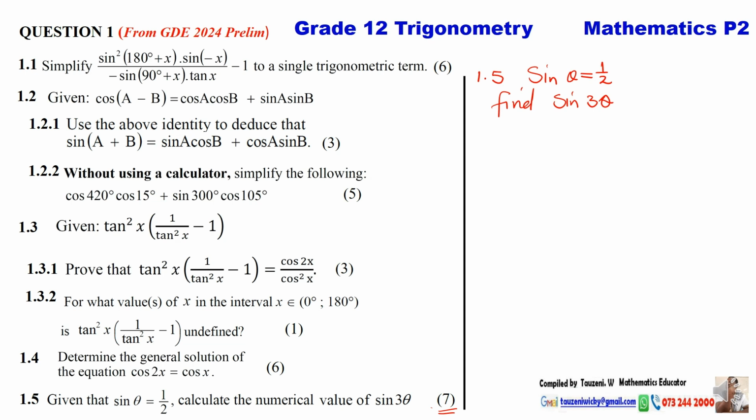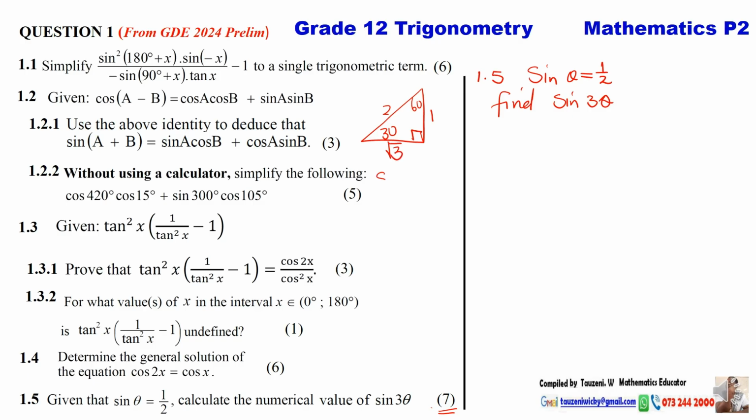Now, we know that from special angles, when working with special angles, if you go back to special angles, we know that given 30 degrees and 60 degrees, then we can find the values of special angles.